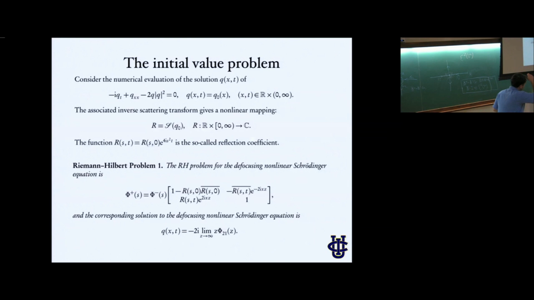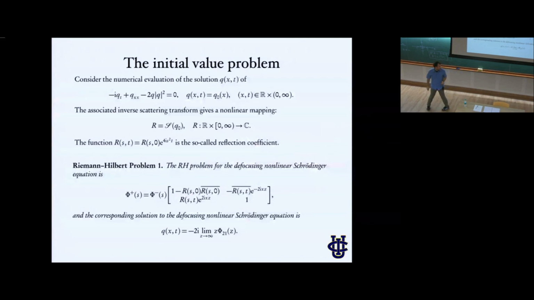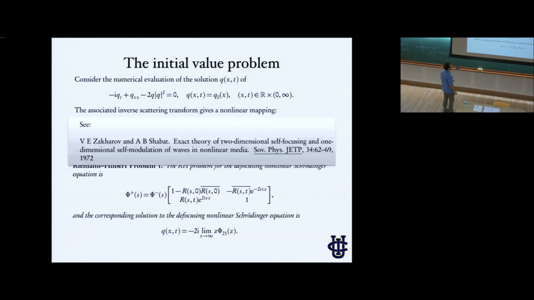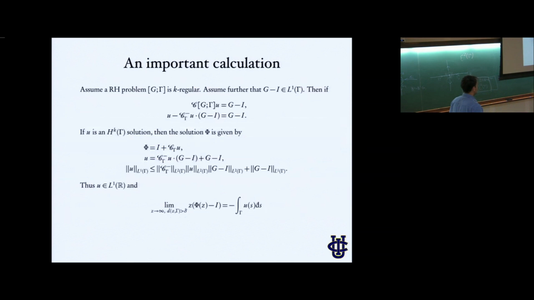So this is the 2-1 entry of the matrix. Right? And so this guy goes, morally, to the identity at infinity, so the 2-1 entry decays. So I multiply by z to collect basically the residue. Okay. Right, and so this goes back to the 70s. This is really Zakharov and Shabat, where they were using the whole inverse scattering machinery for NLS. Okay. So there is an important calculation to do, and I think it's really nice because it draws an additional parallel with the linear equation.